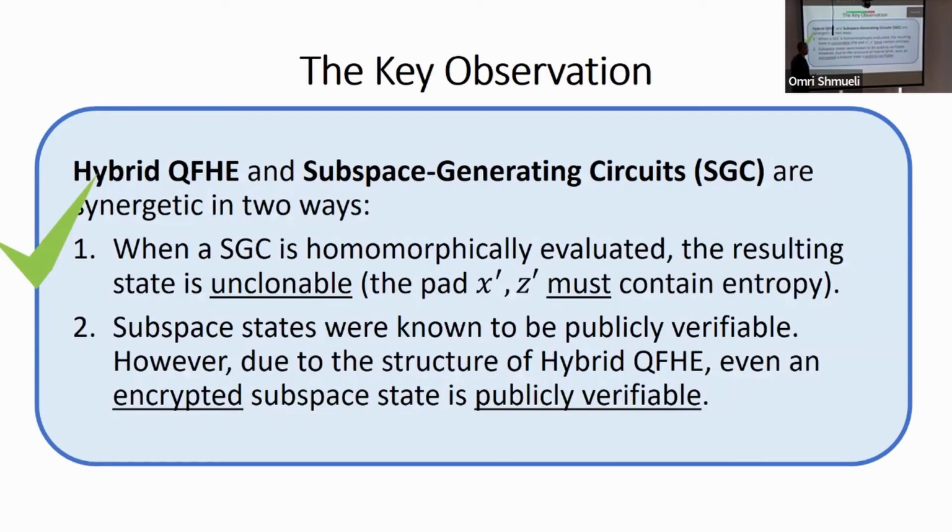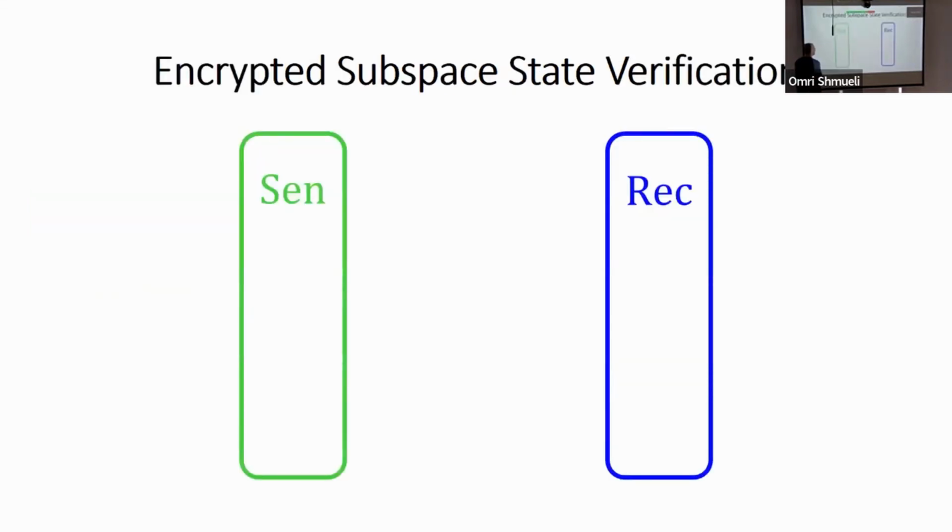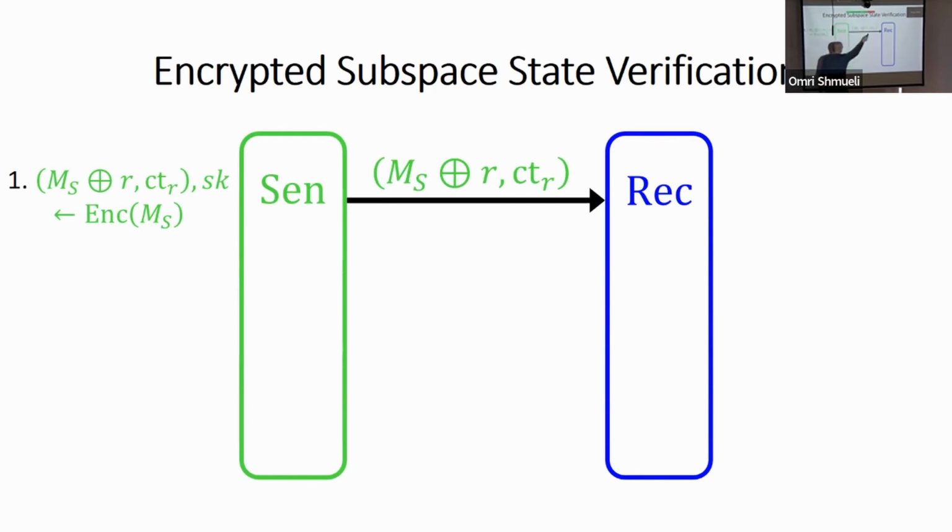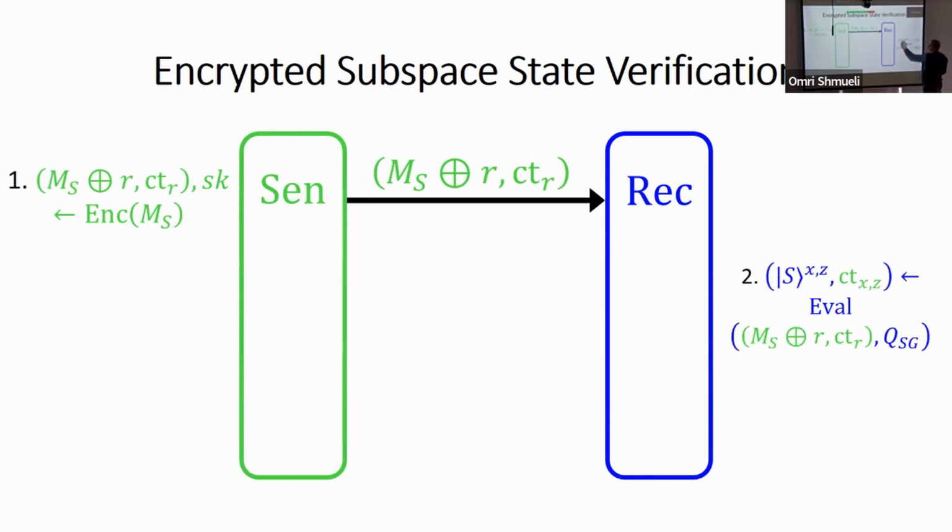Again, we want the state generated by the honest receiver to be verifiable. So how do we use QFHE? Let's structure our heads on how it looks. The sender samples the random subspace, encrypts it, and keeps on the side this classical QFHE decryption key. It's going to send the encryption of the basis of the random subspace. Then the quantum honest receiver is going to homomorphically compute the subspace generating circuits and get a quantum one-time pad encryption of the subspace state.